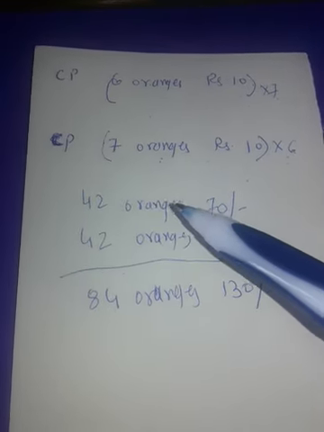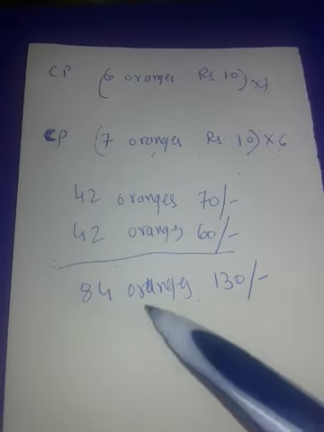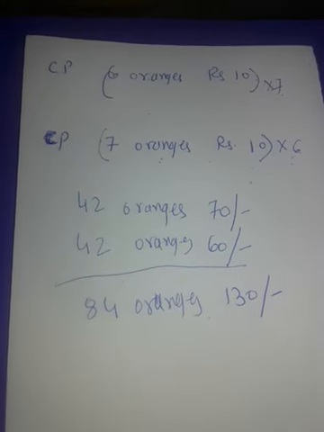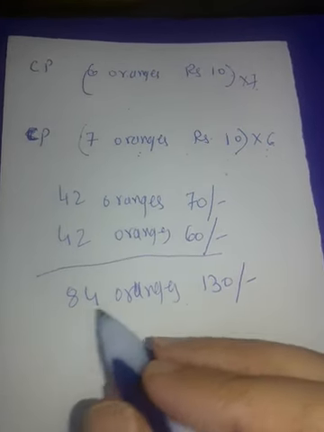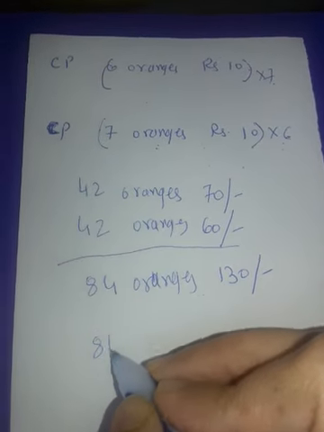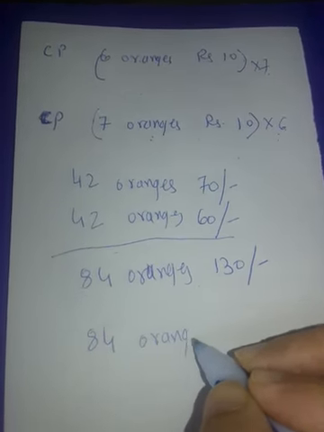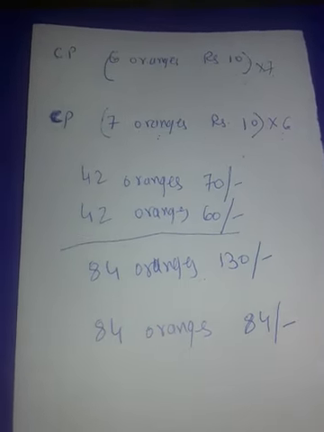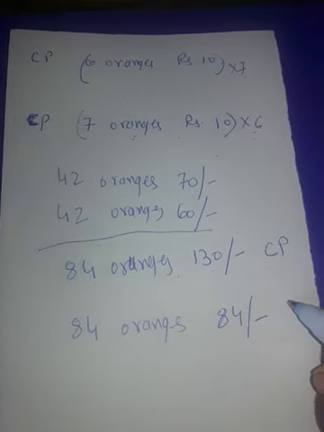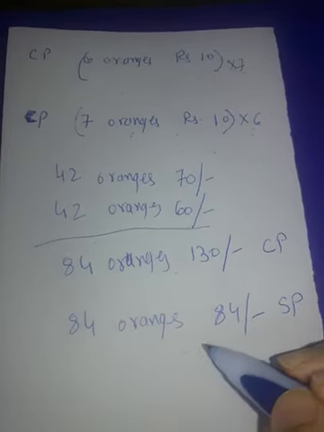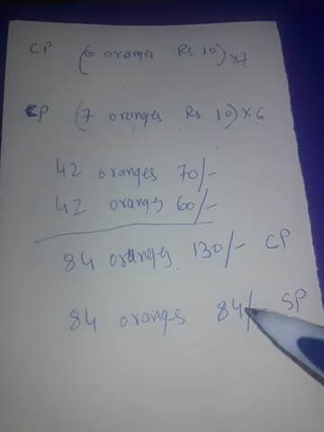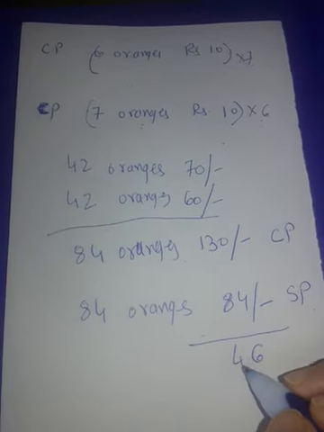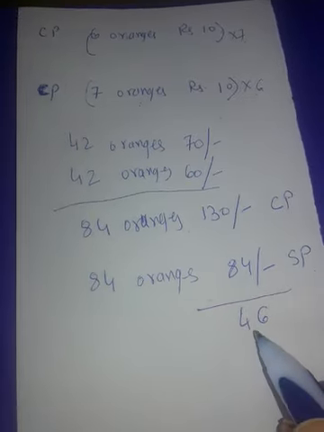And he is going to sell all of them, correct? He bought 84. So 84 oranges, his cost was 130. And they are saying he sold 10 for rupees 10, and now we are assuming it as 84 oranges. So he sold 84 oranges for 84, isn't it? He sold 10 oranges for 10 rupees. That means 84 oranges for 84 rupees. This was his cost price and this is selling price. What is more? Cost price is more. How much? 46. Cost price is more, so this is loss.